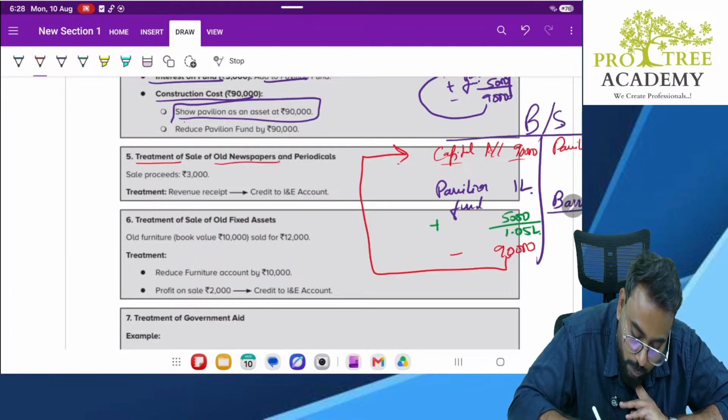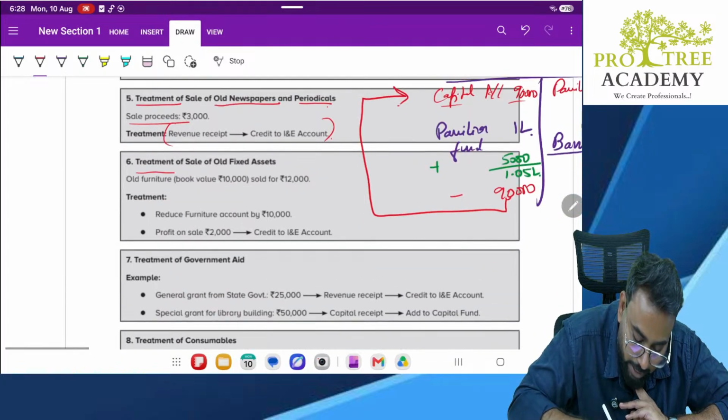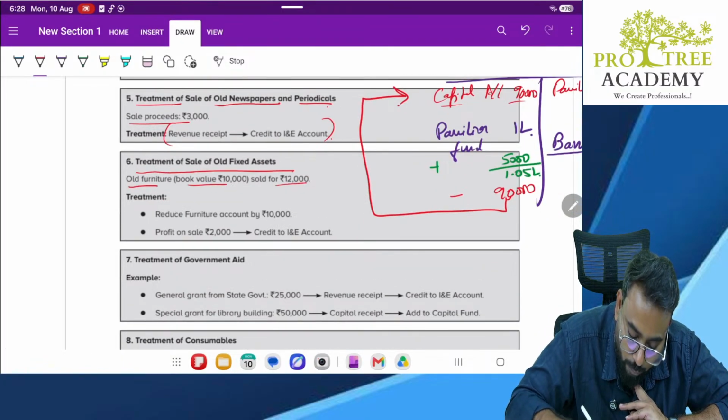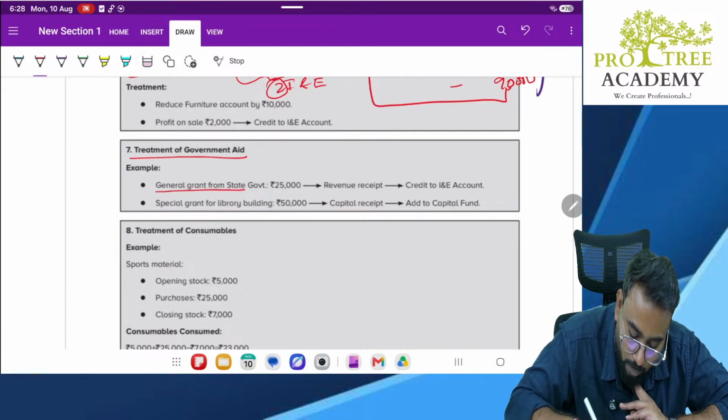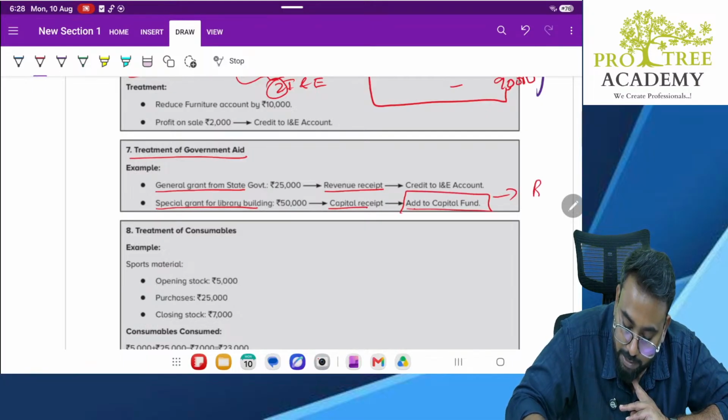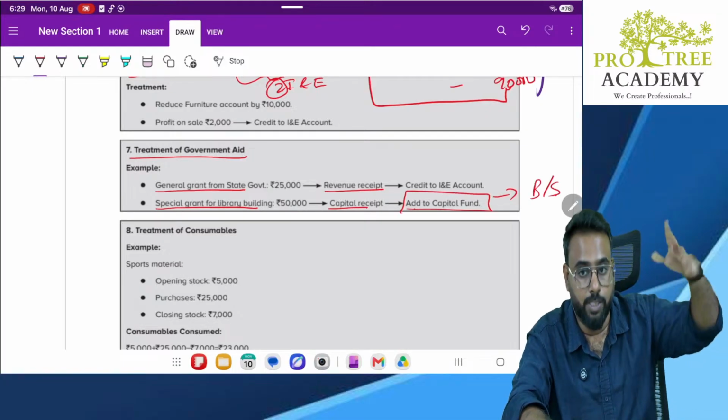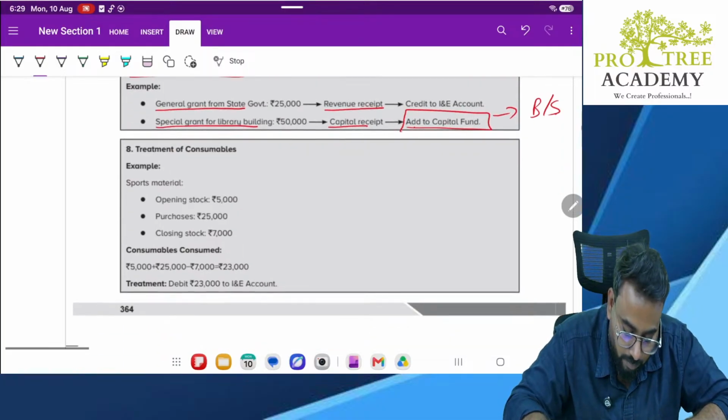Treatment of sale of old newspaper and periodicals. Sale proceeds 3,000. It will be a revenue receipt, so it will be added to income and expenditure. Treatment of sale of old fixed assets. Old furniture book value was 10,000, sold for 2,000. This remaining 2,000 is our profit, will be taken to income and expenditure account. Clear? Treatment of government aid. If it is general government aid, it will be treated as revenue receipt. If it is special aid, it will be treated as capital receipt and added to capital fund in balance sheet. Clear? Same as general donation, specific donation.